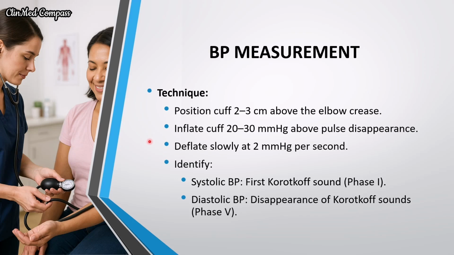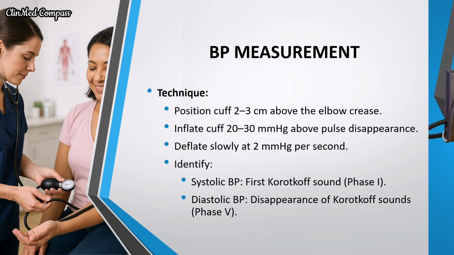Then slowly deflate the cuff at a rate of about 2 millimeters of mercury per second. While listening with a stethoscope over the brachial artery, identify the first cough sound. This is the systolic blood pressure. The disappearance of the cough sound is the diastolic blood pressure.